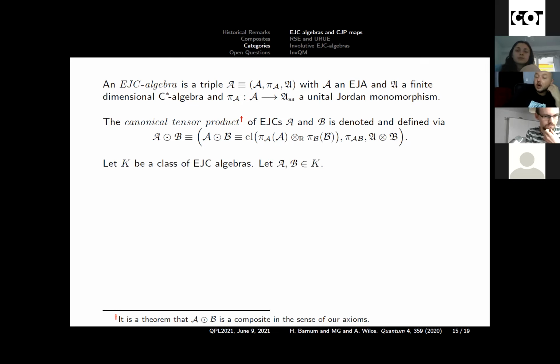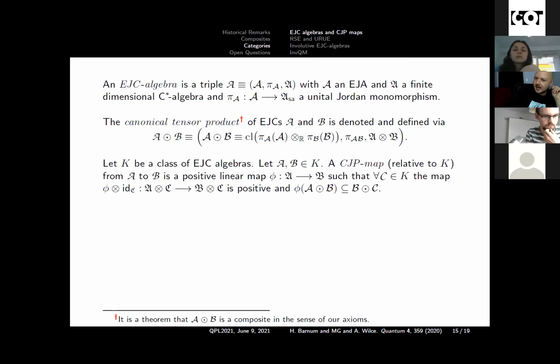Now here's something, oh right, morphisms. So let K be a class of EJC algebras. Let A and B be two members of this class. A CJP map relative to K from A to B is, first of all, a positive linear map between their C-star algebras, such that for any other object C in that class, if you compose φ with the identity on C, then that's positive. But it also has to take the canonical inner product of A with B to the canonical inner product of B with C.